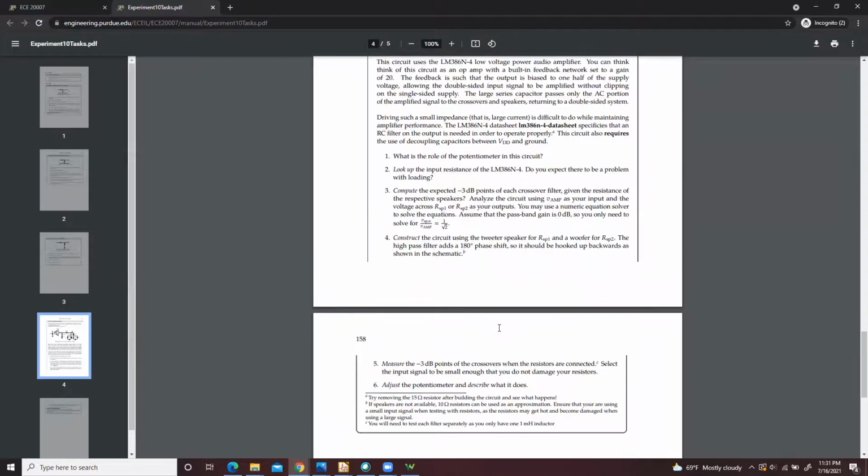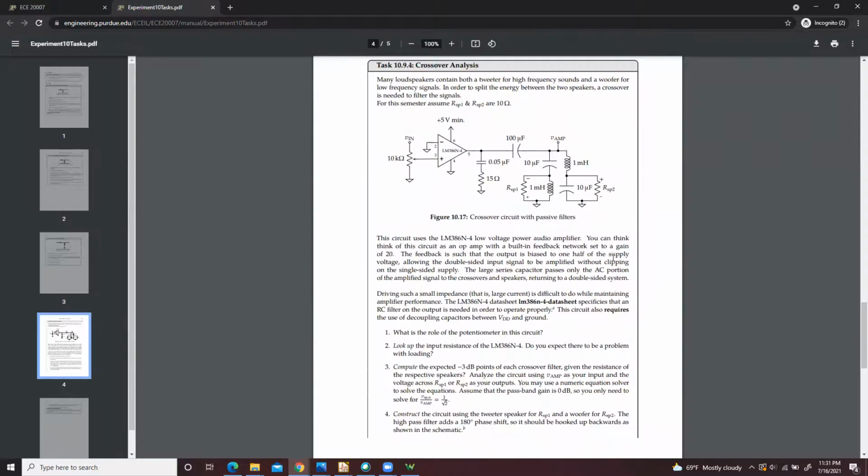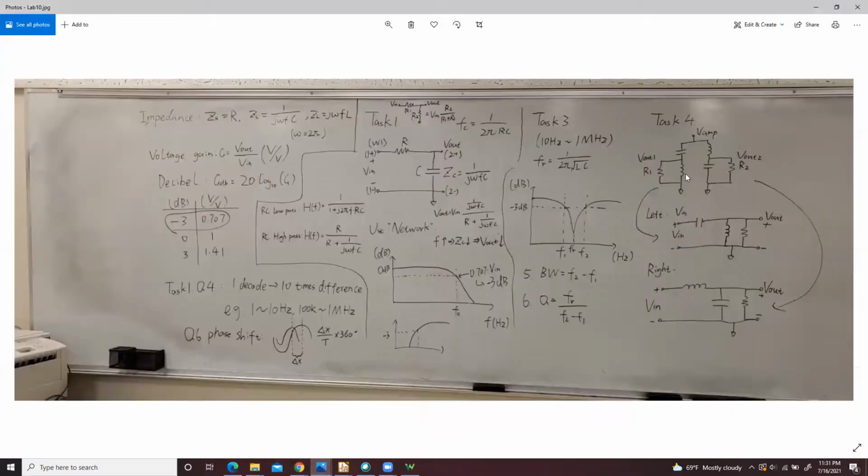Okay. So as I mentioned, if you understand question 1, you should be able to do this question. Okay, I think that's all for the tasks.